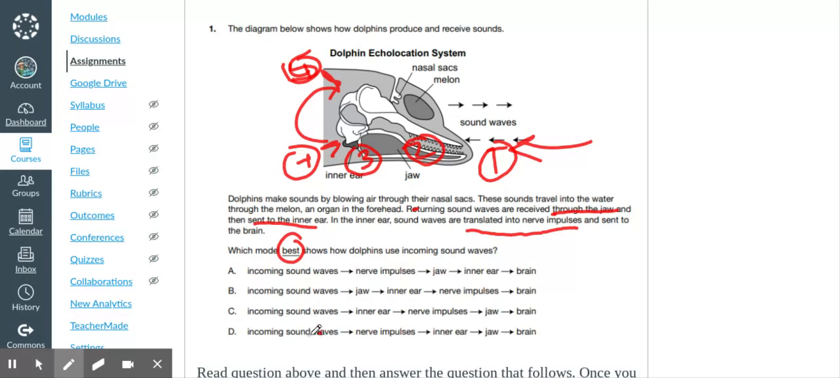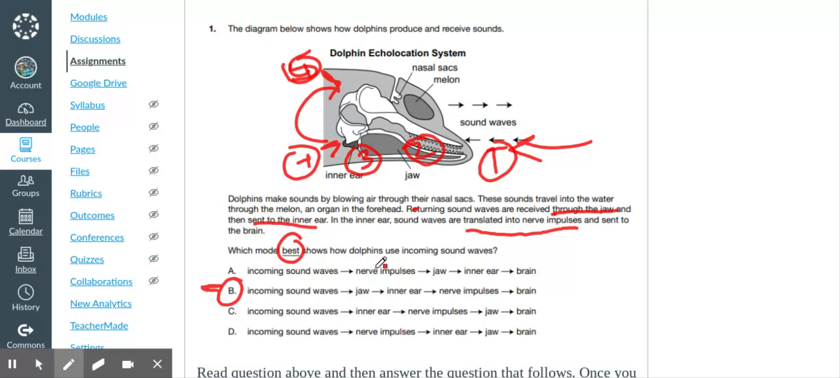So let's see. We had incoming sound waves. It looks like all of them have that first. The second one we had was the jaw. It looks like B is the only one with the jaw, but let's just make sure it matches everything else. So it says the sound waves come in, they go through the jaw, the inner ear, nerve impulses, and then to the brain. So B is the correct answer because it matches.